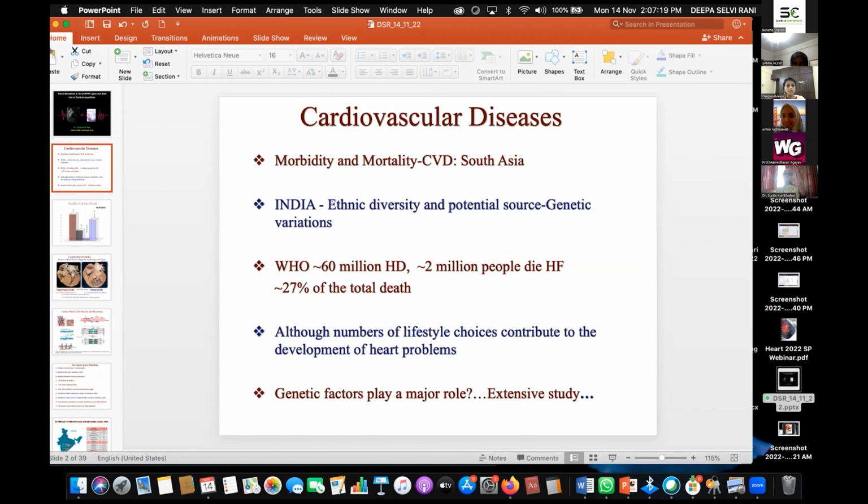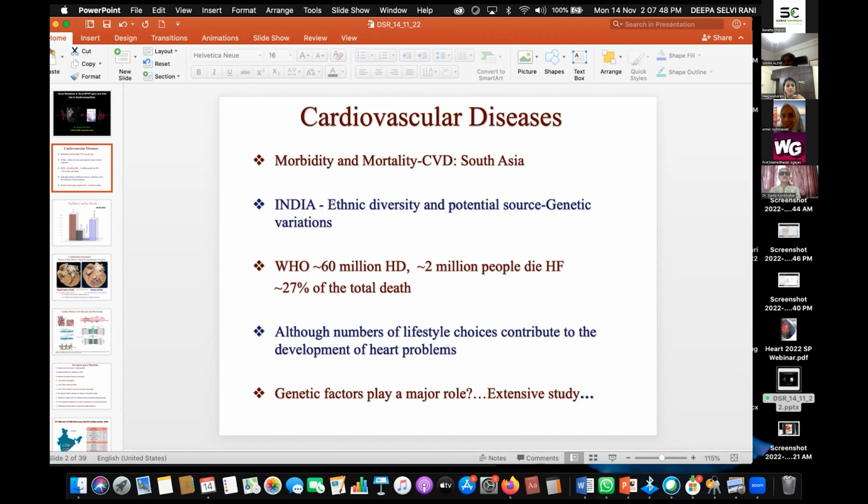The morbidity and mortality rate of cardiovascular disease are very high in South Asia, particularly in India. India is known for its ethnic diversity, and it is a potential source for population-specific genetic variation. According to the World Health Organization, around 60 million people suffer due to heart diseases. Around 2 million people die due to heart failure every year. That accounts for 27% of the total deaths.